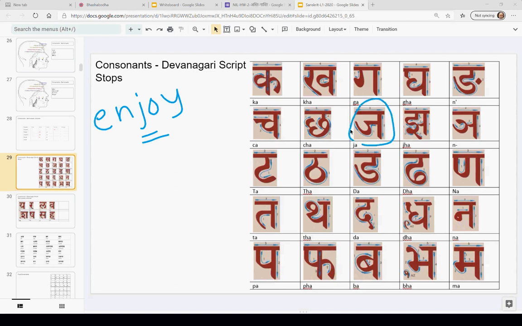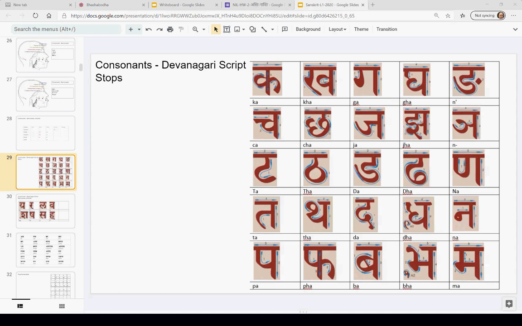Here, ja, which is one of the letters in this group. Before that, there is a nasal vyanjanam or consonant, and when we pronounce it, it changes to ya. Enjoy. I don't know how different people pronounce it. Enjoy. If there is a pause here, it might be en. But if you pronounce it together, it naturally changes to this sound, enjoy.